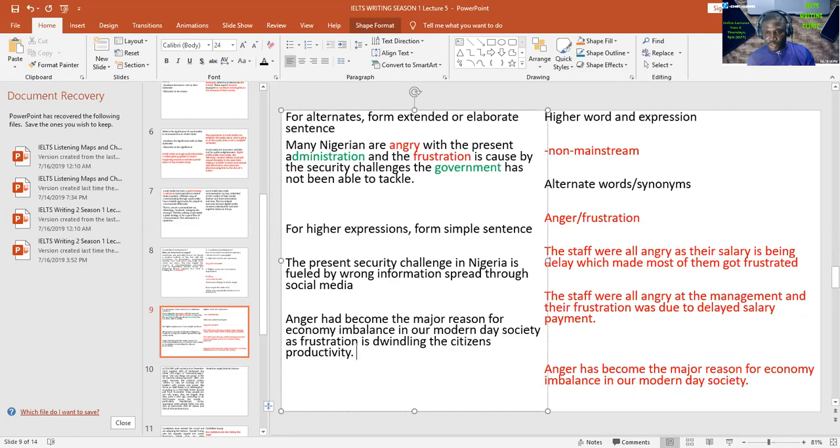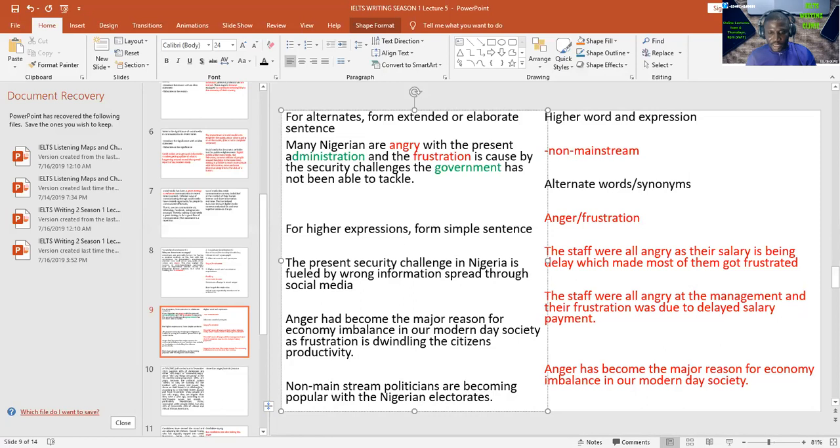Nobody used non-mainstream. I will use non-mainstream politicians. I will use the word politicians again, becoming popular with the Nigerian electorate. Non-mainstream politicians are becoming popular with the Nigerian electorate.